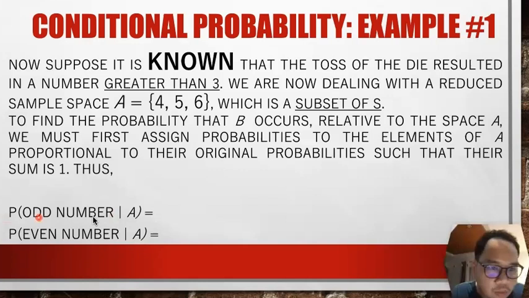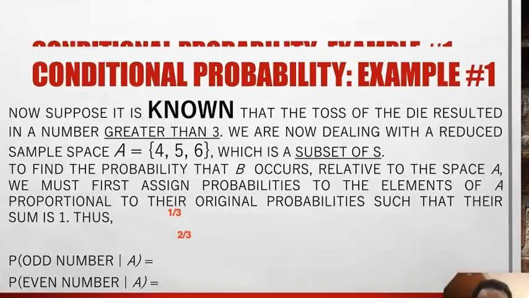So what's the probability of getting an odd number given that A occurred? We are sure that a number greater than 3 will occur. So in this new sample space, the only odd number is 5. Therefore, what we have is 1/3. For the even numbers, we have 4 and 6 in this reduced sample space A of numbers greater than 3, so what we have is 2/3. Notice that if we add 1/3 and 2/3, it gives us 3/3 or 1. And that should be the case.